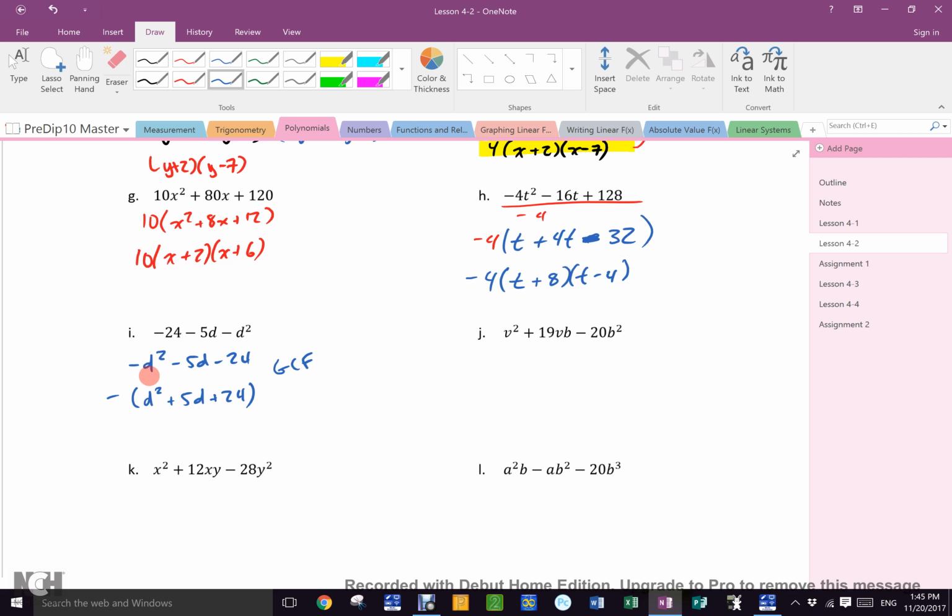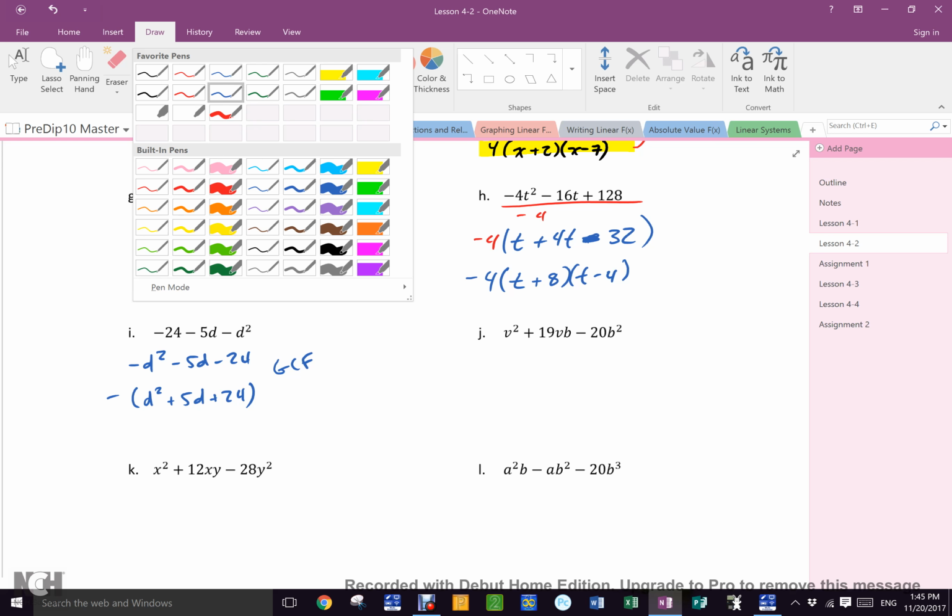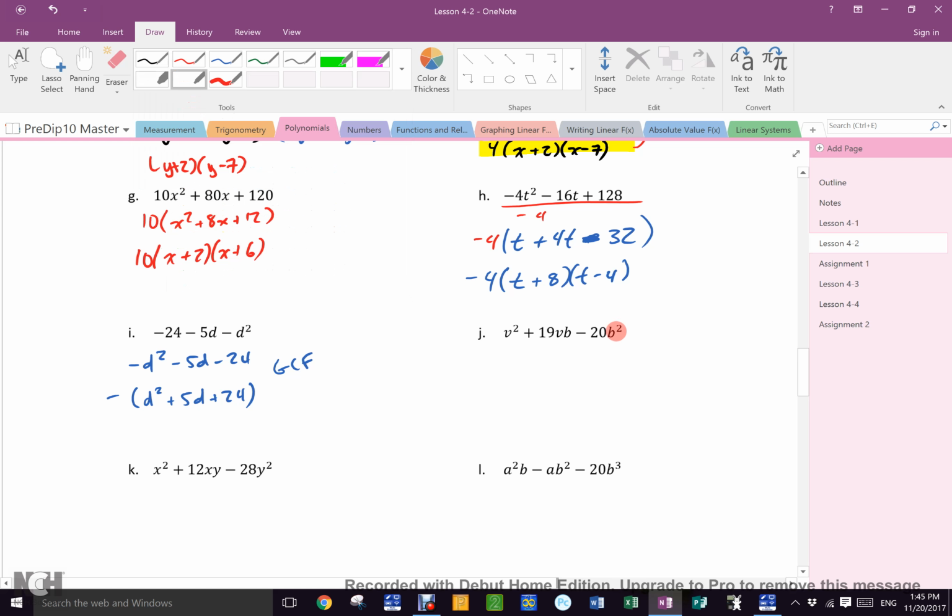Look at J. What's different? Oh my goodness, there's another one in there. There's a second variable. If that b wasn't there, could you factor that? Yes. What would it be? v plus 20 and v minus 5... v minus 1, yes? But there is a b there. If v and v gets me v squared, what do I need here? b and b. And I'm covered.